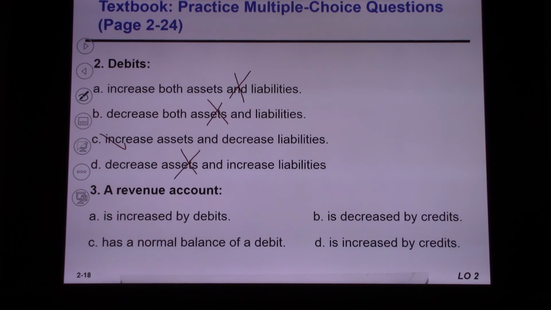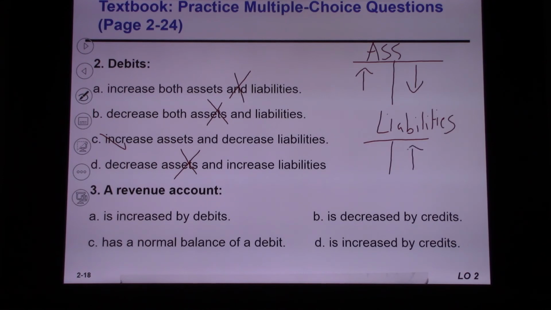No. So we have stated before that assets will increase on the debit side and will decrease on the credit side. And we have stated also that liabilities increase on the credit side and decrease on the debit side. So debit increases assets and decreases liability.